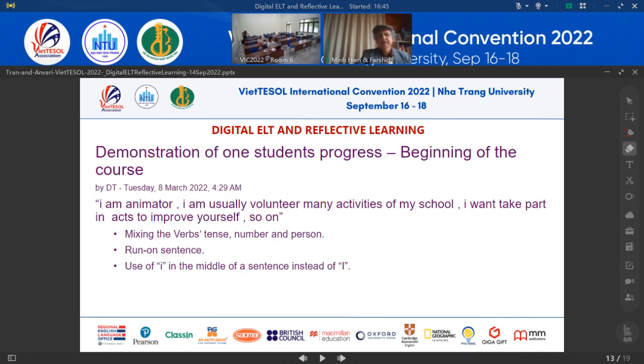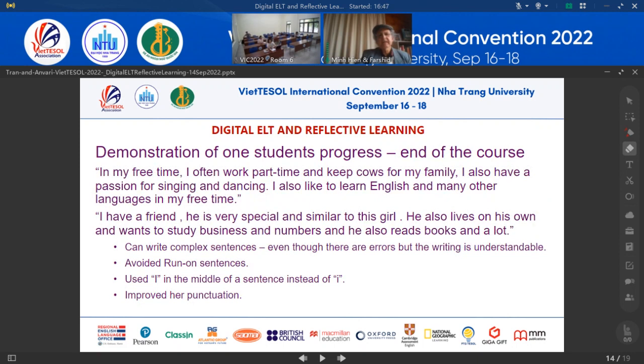Now, the same student, when we looked at her assignment at the end of the course, this is what she wrote. And as you can see, she wrote long sentences, she wrote complex sentences. And even though there are some errors in the sentences, it's quite understandable, and she deliberately avoided run-on sentences. And she made sure that she spelled her pronoun correctly. And also, if you notice, her punctuation improved a lot.